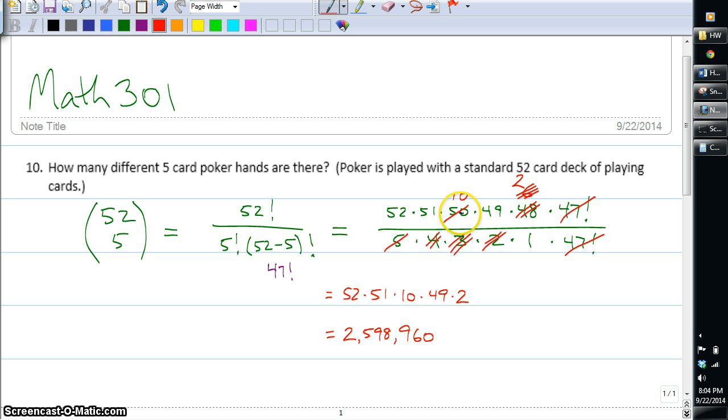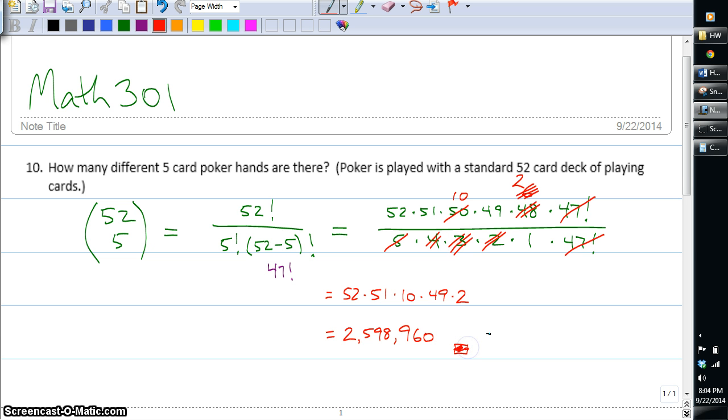If we cancel the remaining common factors between numerator and denominator, we find that all of the factors in the denominator are able to be canceled out, which is what you would expect, since after all, this fraction is meant to be measuring a natural number, the number of different ways of doing something. And when we compute our product, we end up with our final answer of 2,598,960. So that's the answer to number 10.